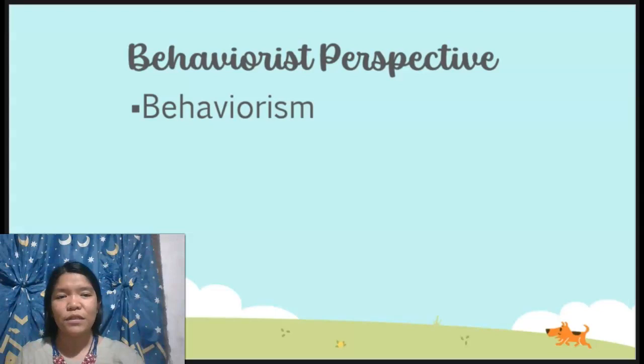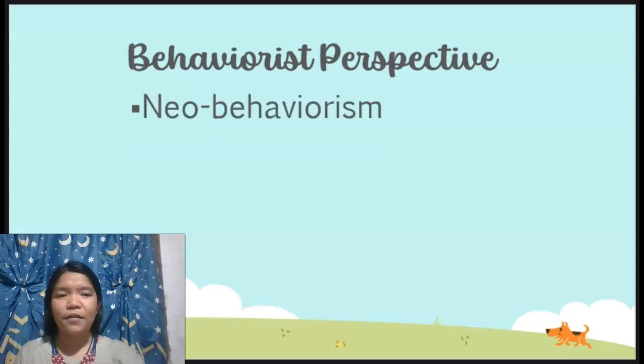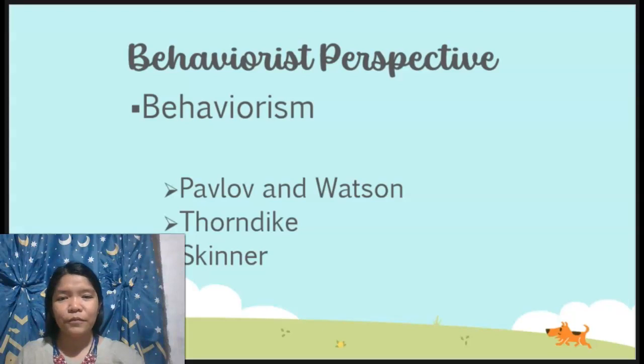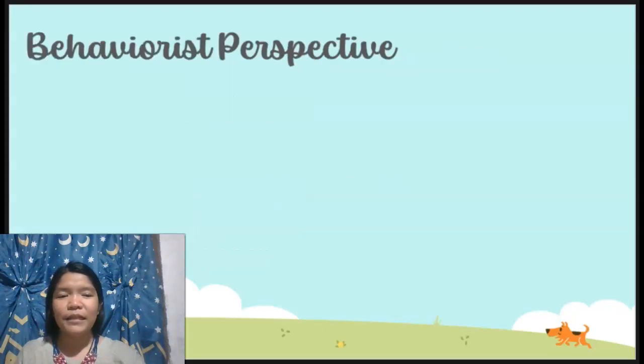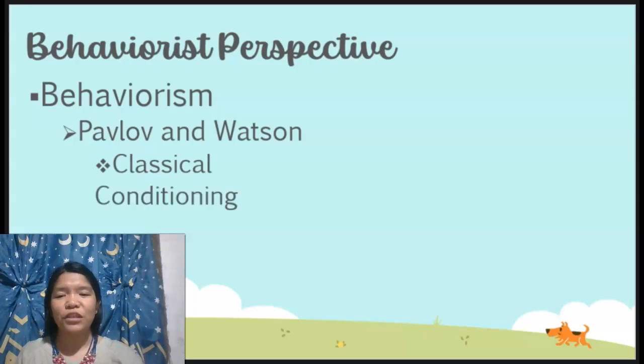We have the behaviorism and the neo-behaviorism. The neo-behaviorism included Tolman and Bandura, while behaviorism included Pavlov and Watson, Thorndike, Skinner. Let's have first the theories of behaviorism. First, we have that of Pavlov and Watson, which is classical conditioning.